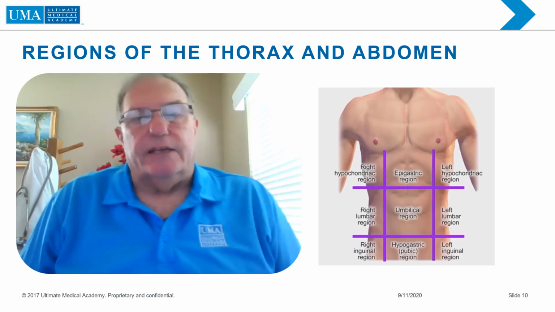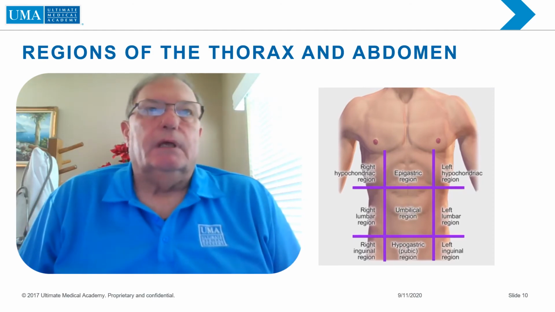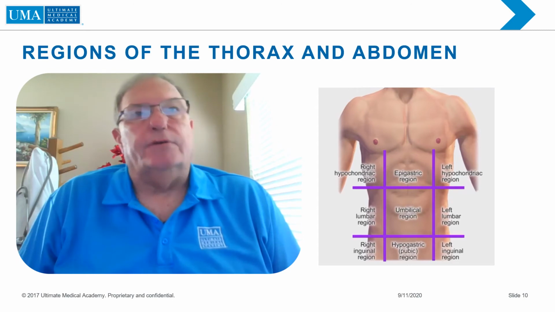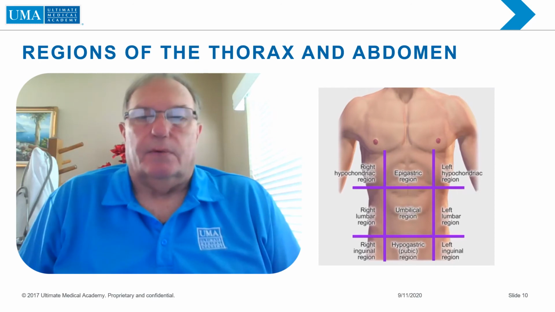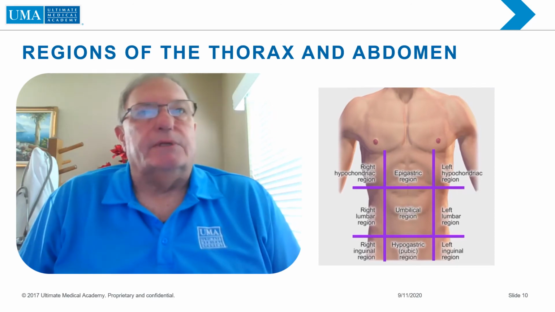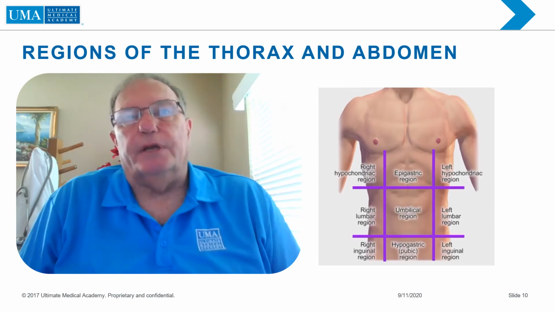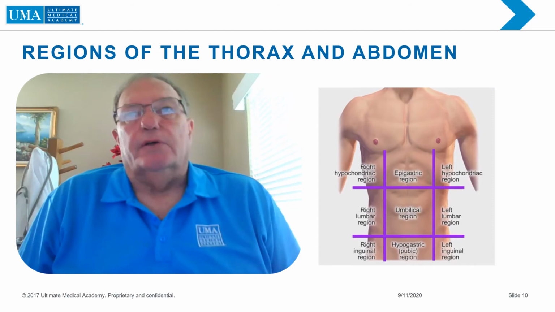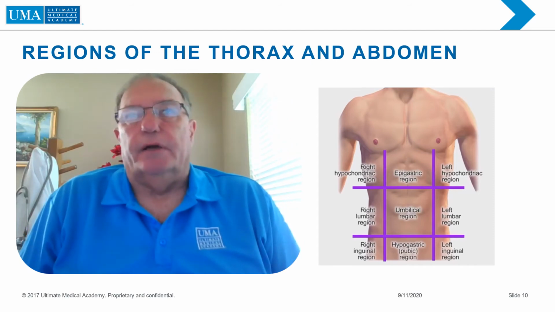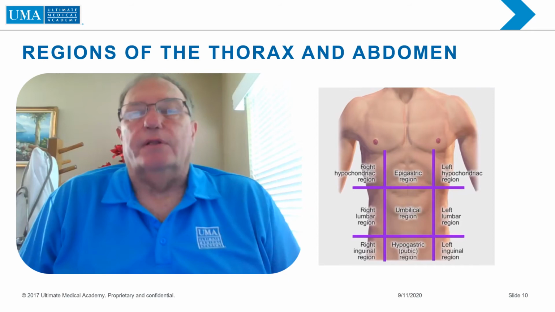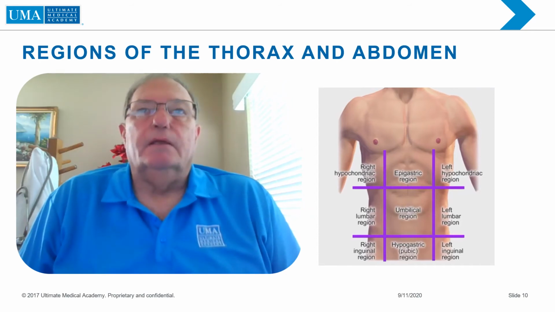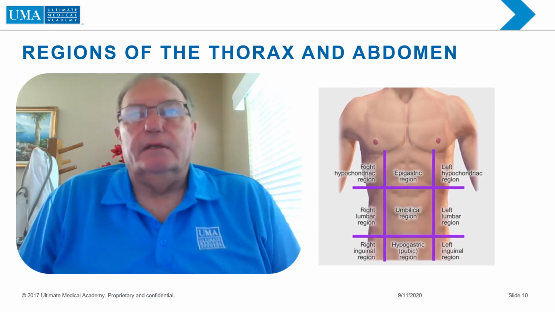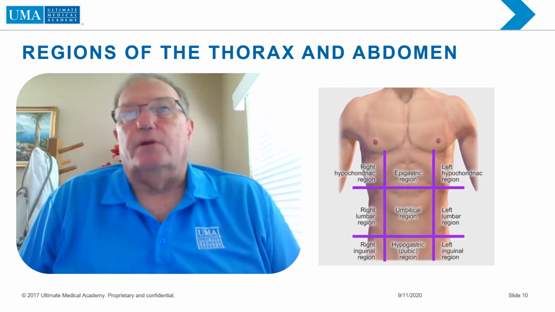Here, this illustration has the regions, and it starts with the right hypochondriac region. As you'll notice, it is to the patient's right, not our right. All items concerning anatomical placement are always to the patient's right or left. In the right hypochondriac region, you will find portions of the liver, the gallbladder, the right kidney, and parts of the small intestine. Then on the opposite side, you have the left hypochondriac. It contains part of the spleen, the left kidney, part of the stomach, the pancreas, and parts of the colon.